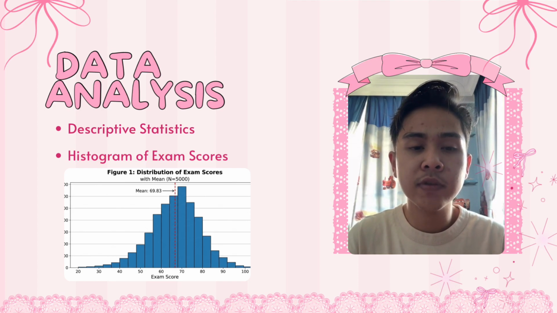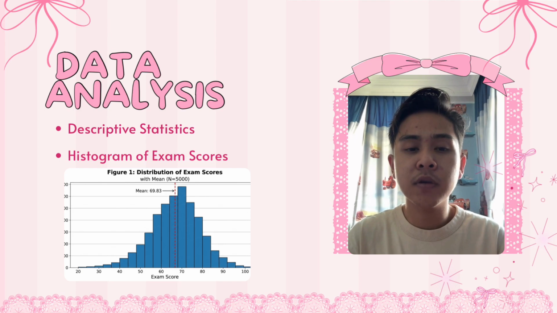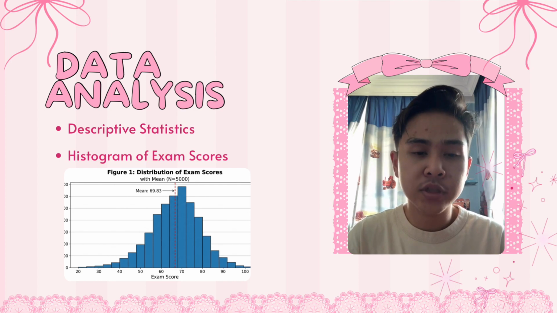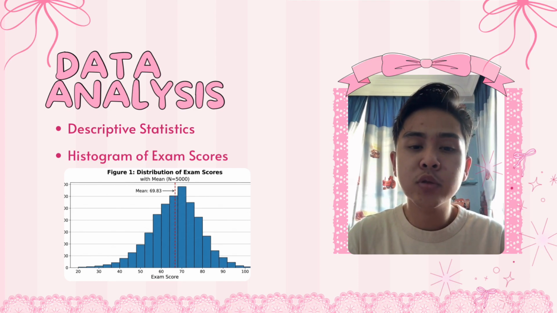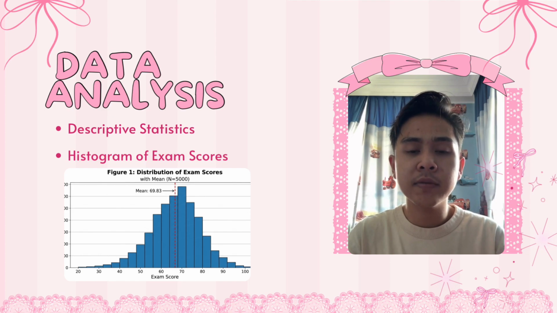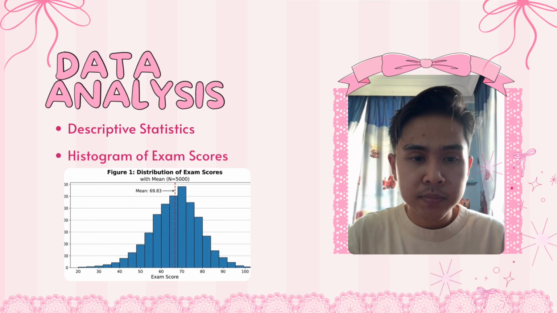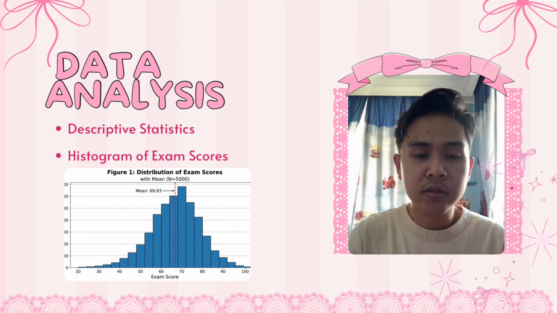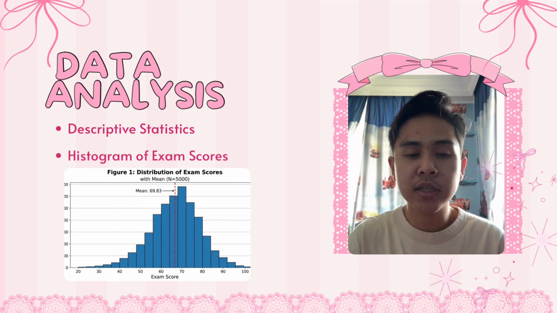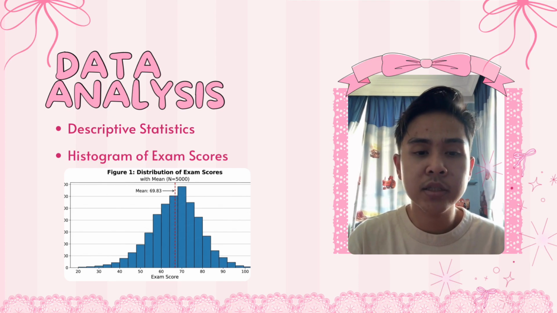concentrated around this value. We can also observe that most students score between 60 and 80, which represents the main cluster of the distribution. There are only a few students with very low or very high scores, indicating the extreme values are relatively rare. Overall, this histogram supports our earlier finding that the exam score distribution is symmetric and normally distributed.